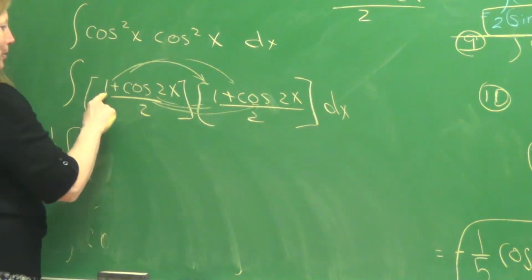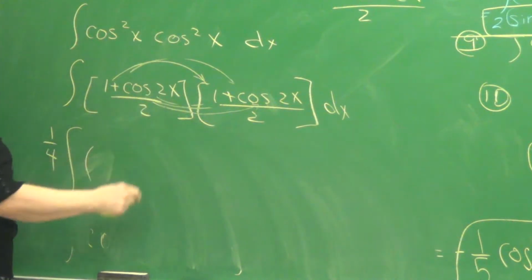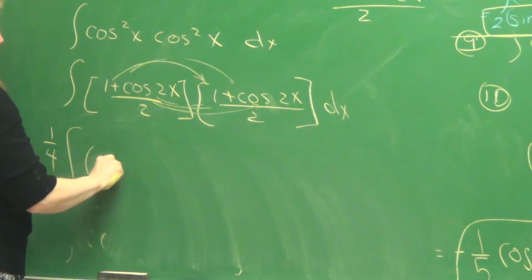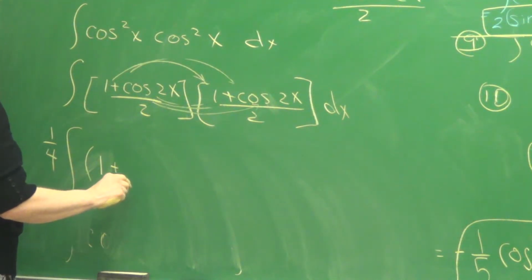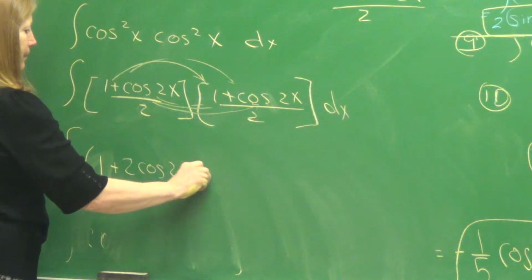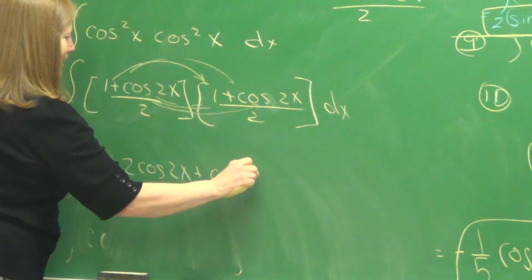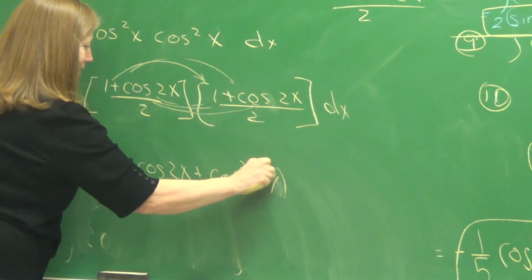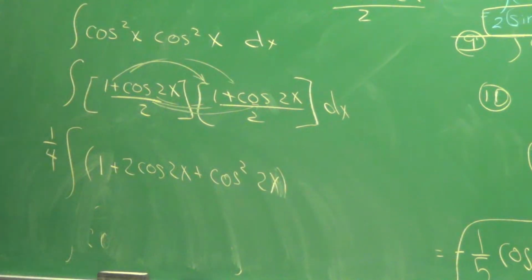So what do you get when you square 1 plus cosine of 2x? What did you say when you square 1? Oh, okay. It would be 1 plus 2 cosine 2x. Right. Plus cosine squared 2x. Yep, very good. All right. So now can we integrate all of that is the question. Or is every one of those something that's integratable?